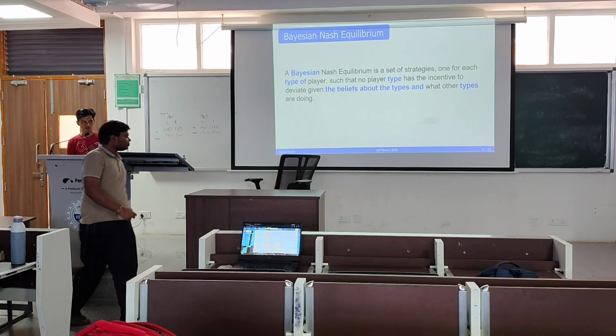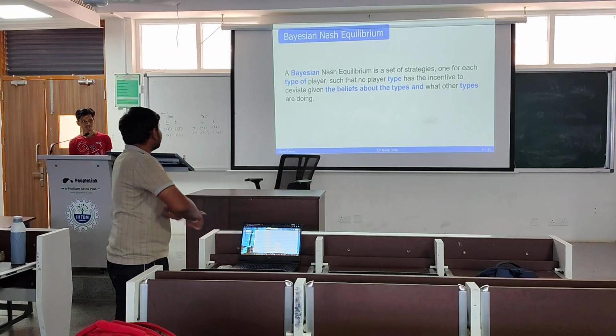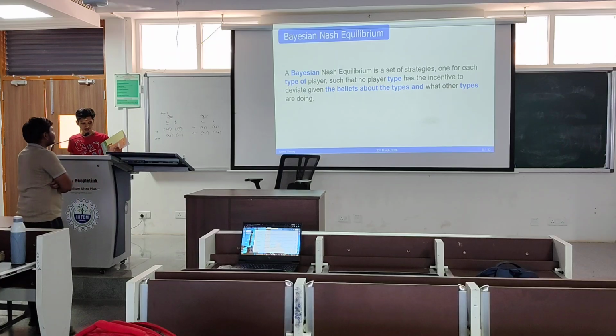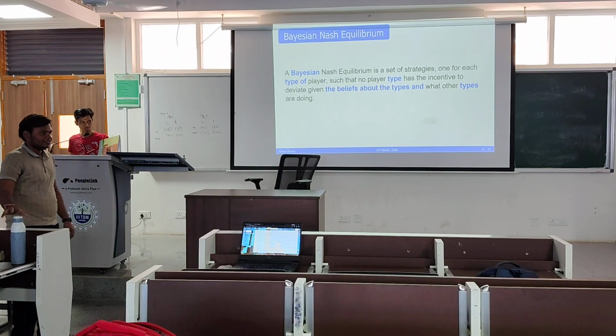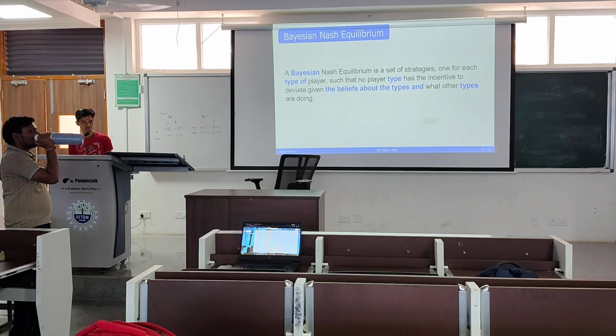So now I want to introduce Bayesian Nash equilibrium. It is Nash equilibrium plus type plus belief. If you remove the blue colored part, it will be the definition of Nash equilibrium. This is the difference between Nash and Bayesian. So here we are including type plus belief, and probability can also be chosen.